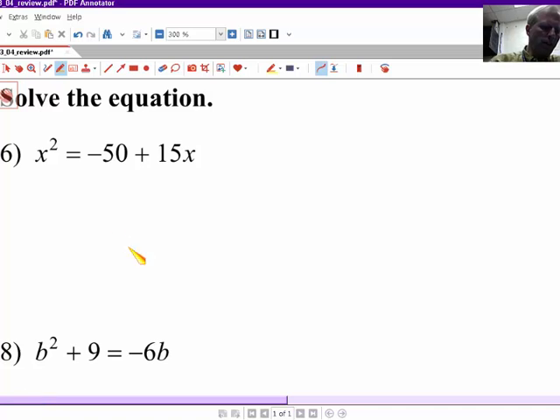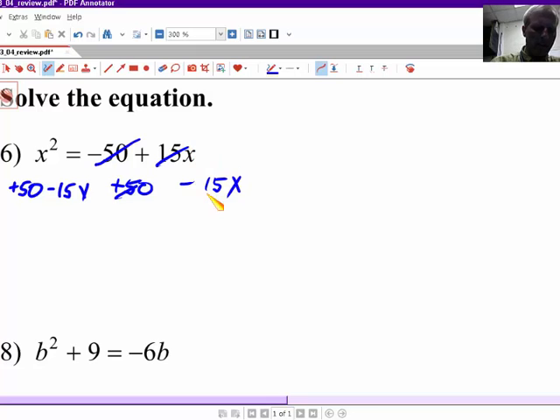Alright, now I'm asked to solve some quadratic equations. So first one, I'm going to move every term over to the left. I'm either going to solve by factoring or using the quadratic formula. So I'm going to add 50 to both sides, subtract 15x from both sides.